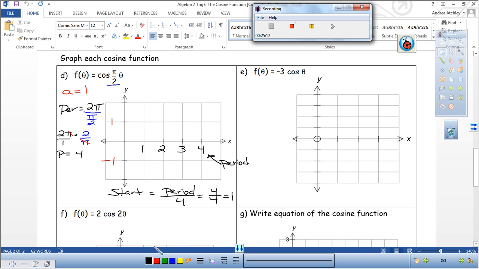Okay, now we can plug in our numbers. So we do the cosine of pi over 2 times, we're going to plug in 0 first. Okay, pi over 2 times 0 is 0. The cosine of 0, I'm going to go back to our unit circle.